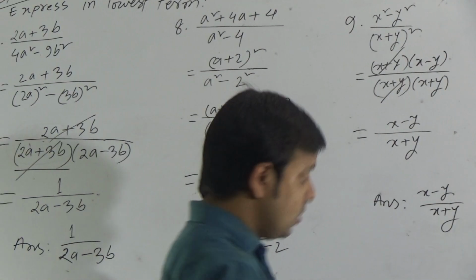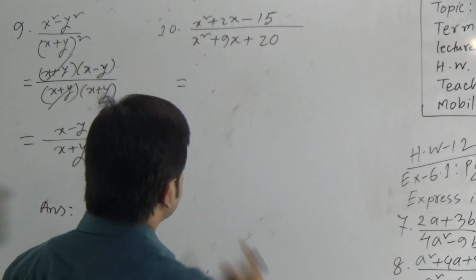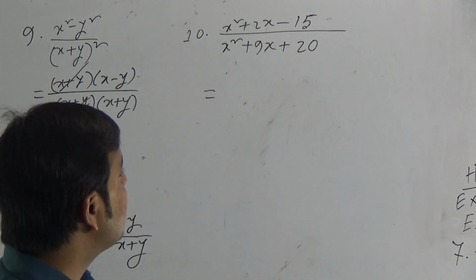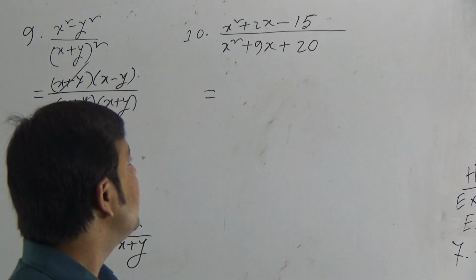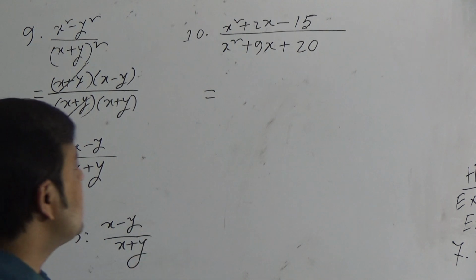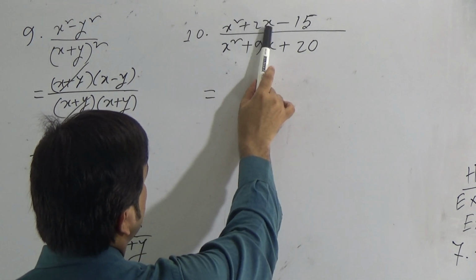Now, go to the last question, question 10. Dear students, now observe that numerator is x square plus 2x minus 15 and denominator is x square plus 9x plus 20. Dear students, now see here, this is x square and here is 2x.